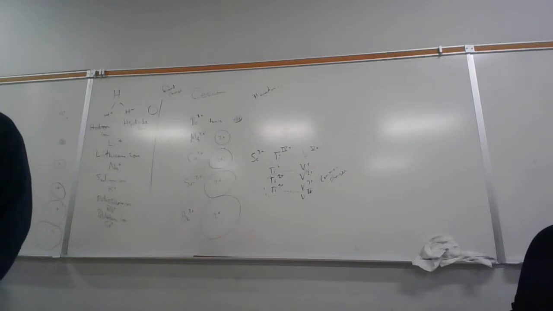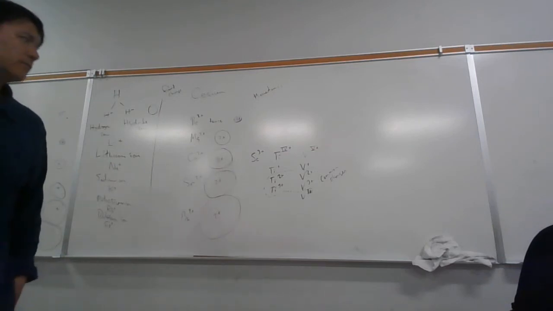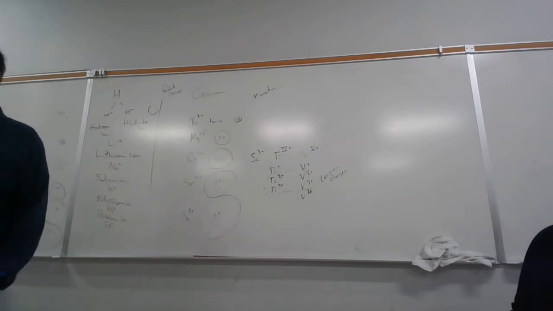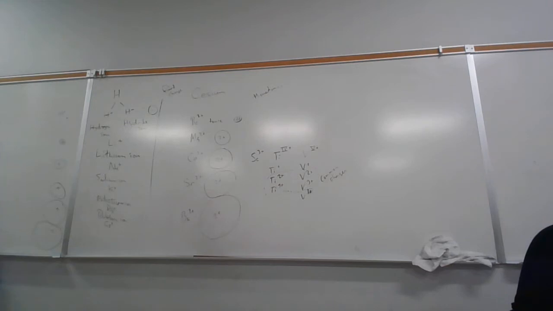Chromium, what group is chromium in? 6. So the maximum charge on chromium is plus 6. Do you think plus 6 is easy? No, it's hard. And so we usually use Roman numeral. So for example, if I say chromium 6, I usually say chromium Roman numeral 6, because it's going to be hard. It needs to be stabilized by something. And that something that stabilizes it is usually oxygen.